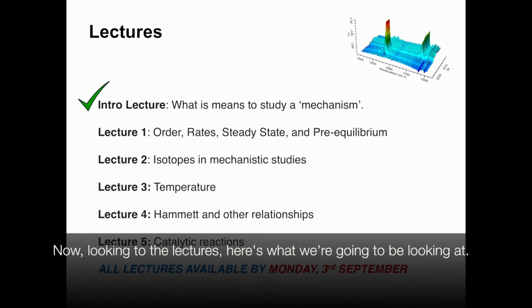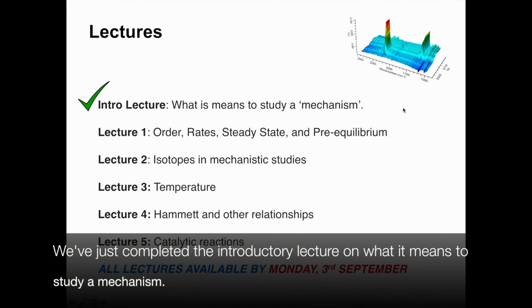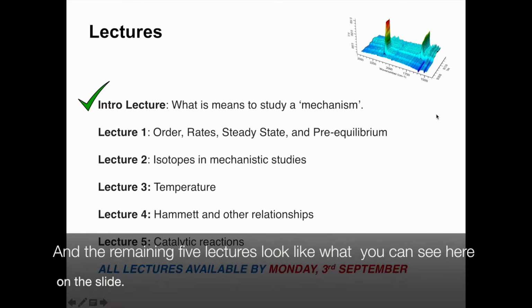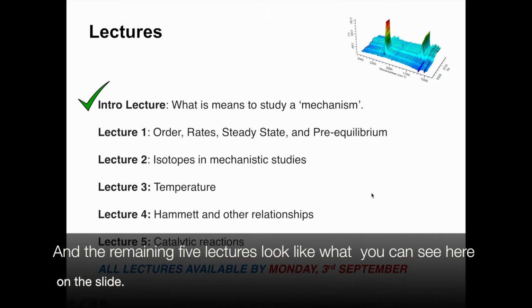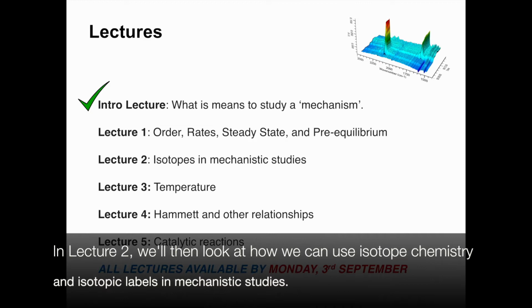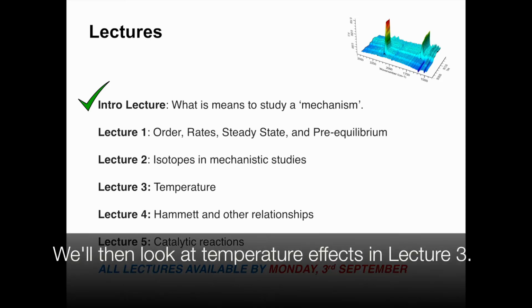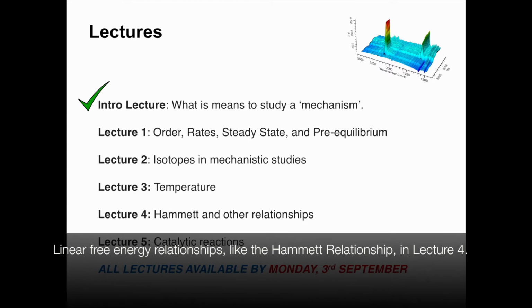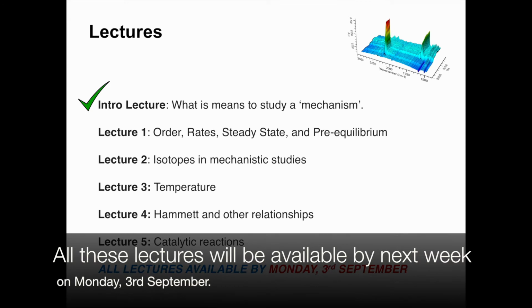Now, looking to the lectures, here's what we're going to be looking at. We've just completed the introductory lecture on what it means to study a mechanism, and the remaining 5 lectures look like what you can see here on the slide. So in lecture 1, we will look at order and rates and steady state and pre-equilibrium and all these fundamental terms related with studying mechanisms. In lecture 2, we'll then look at how we can use isotope chemistry and isotopic labels in mechanistic studies. We'll then look at temperature effects in Lecture 3, linear free energy relationships like the Hammett relationship in Lecture 4, and then we'll finish in Lecture 5 with some thoughts on catalytic reactions. Now, all these lectures will be available by next week on Monday the 3rd of September.